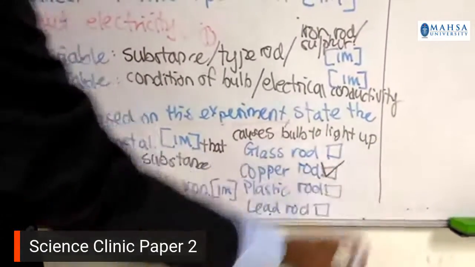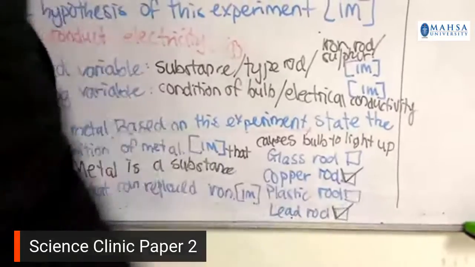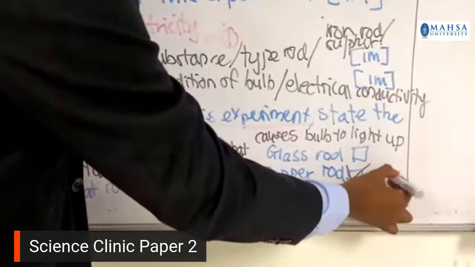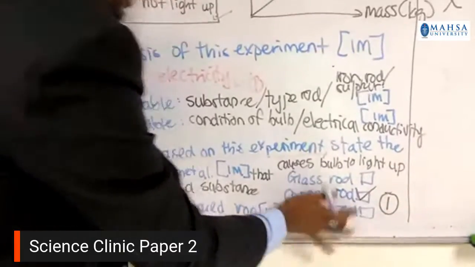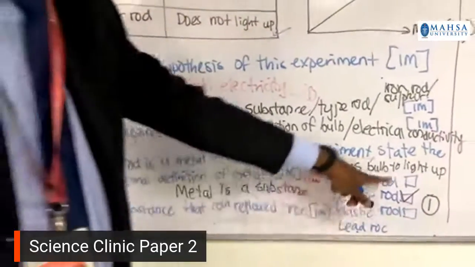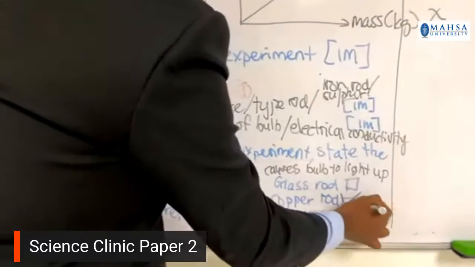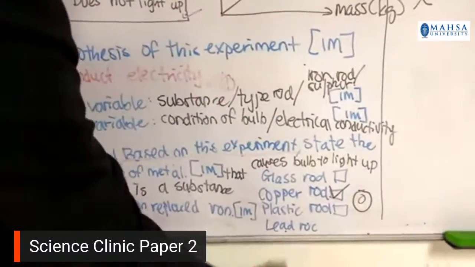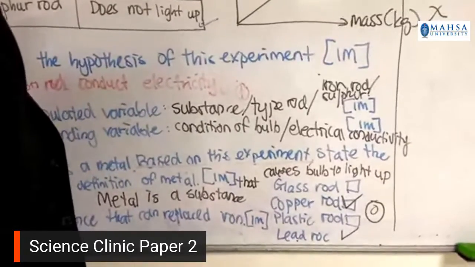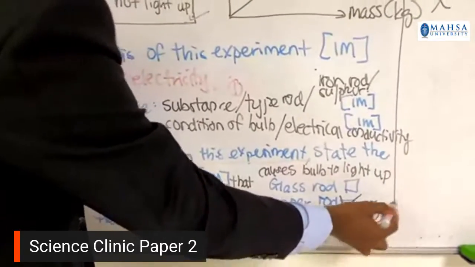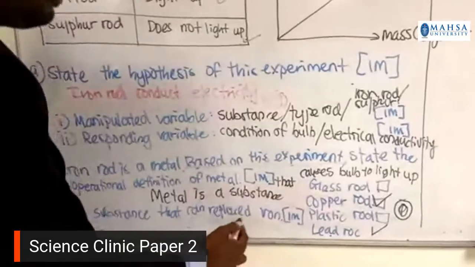Copper is a metal, lead is a metal. All right, so you will get the last 1 mark. If you put only 1, you're going to get 0 marks. So make sure you take 2, because the question says 2 substances. So you get the final 1 mark. So in total, you're going to get 5 marks.